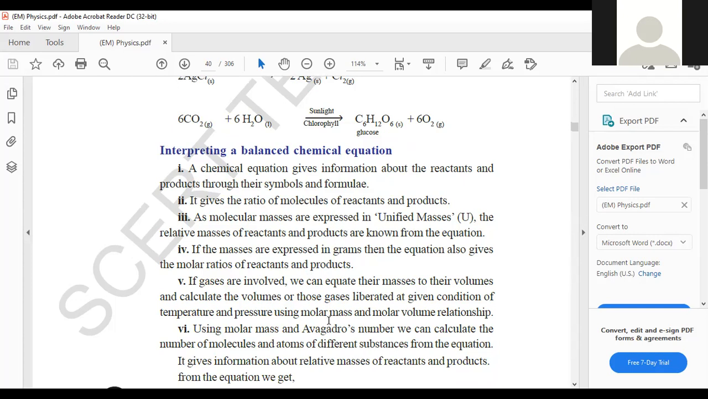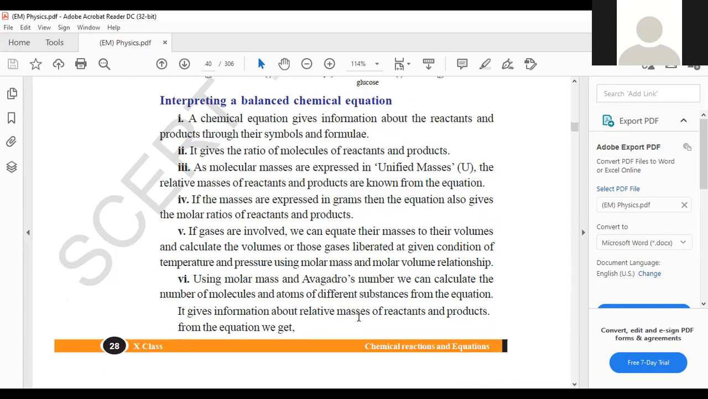If gases are evolved, we have to denote with an upward arrow. If a precipitate is formed, it is denoted with a downward arrow. Then we can calculate the volumes of gas liberated at a given condition of temperature and pressure using the molar mass and molar volume relationship. The mass and volume relationship makes it possible to measure even if different terms are there, like solids and liquids. In that way, it is possible to get their molar ratio.